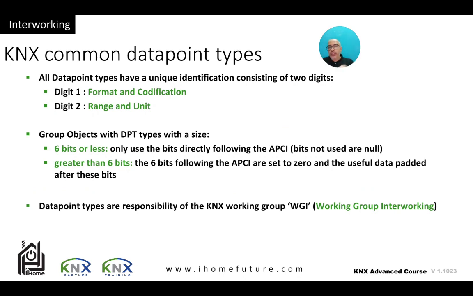KNX common data bytes. Normally data point types are described in 2 digits. One talks about the format and one talks about the range. And these data point types normally come every few years. You have more data point types coming. Who is responsible for that?